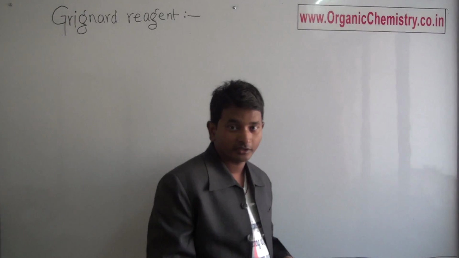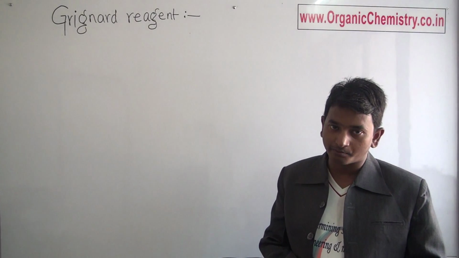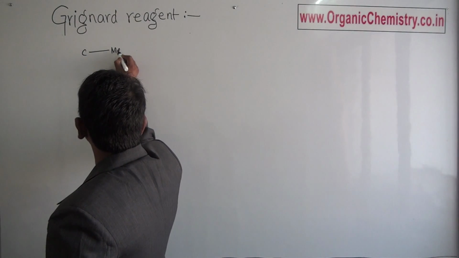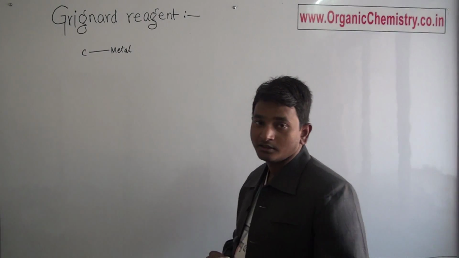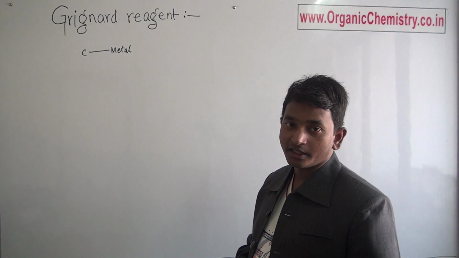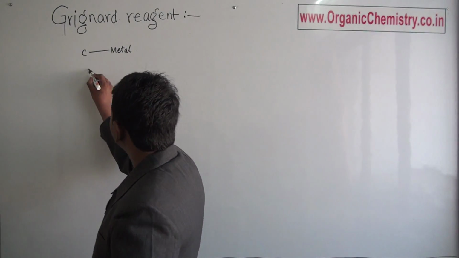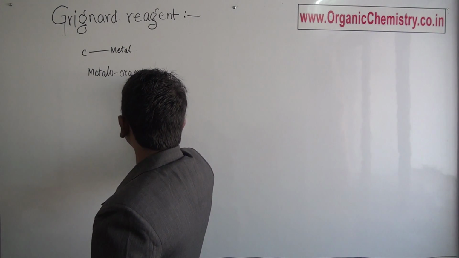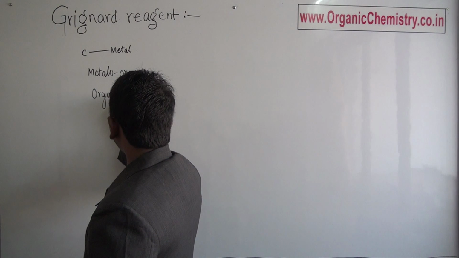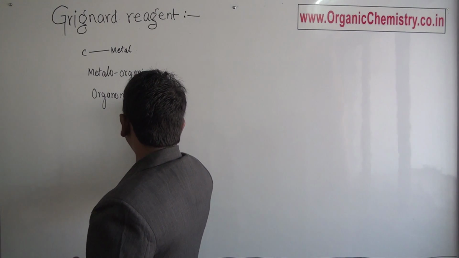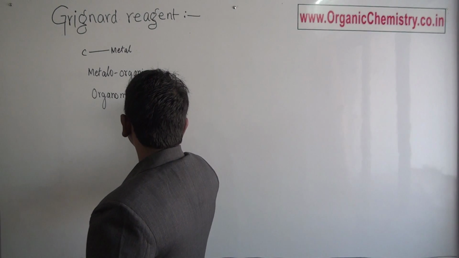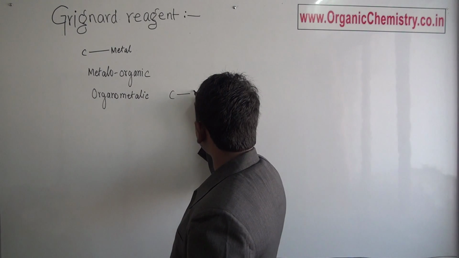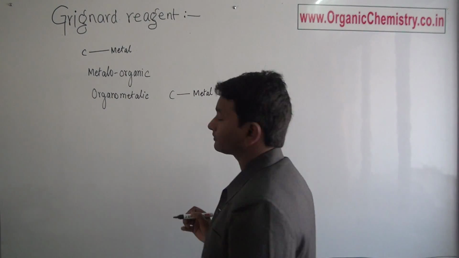Grignard reagent. Grignard reagent is an organometallic compound. Organometallic compounds are those compounds in which carbon is directly attached with the metal. There is a difference between metallo-organic and organometallic compounds. Organometallic, as I told you, is where carbon is directly attached with metal.